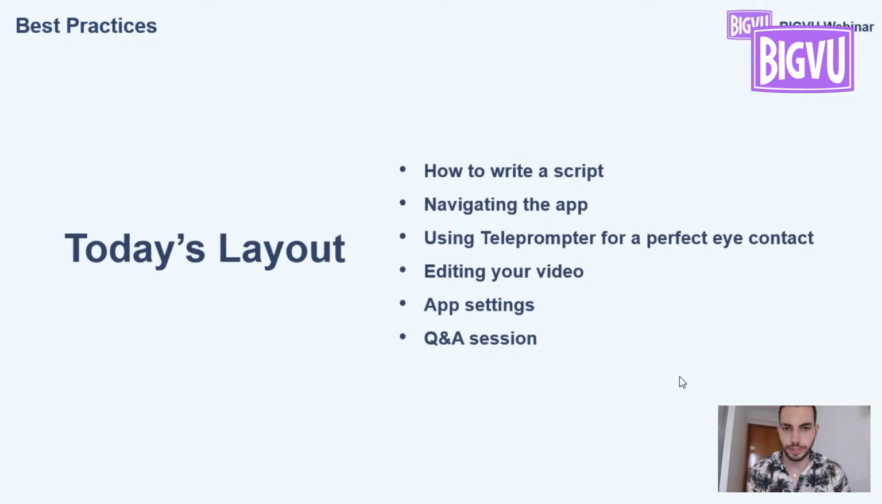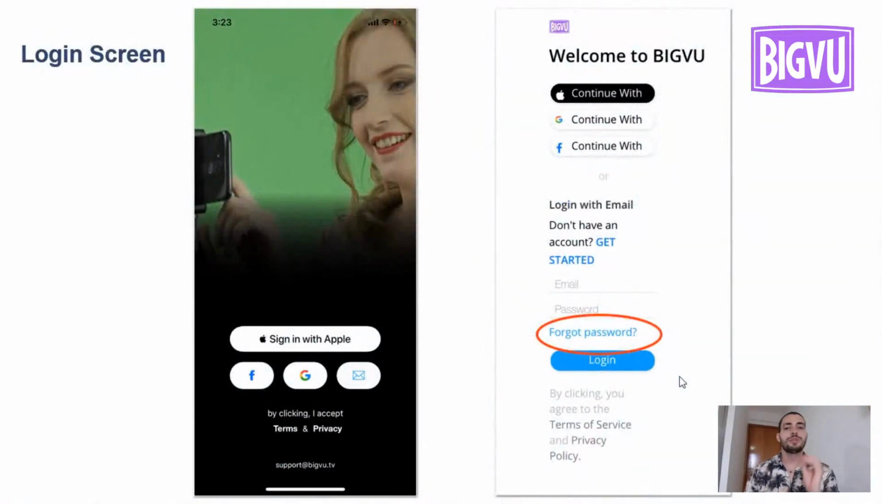So let's start. The first screen that you're going to see when you open BIGVU is the login screen. Basically, you can log in with Facebook, Google, or email. Also, if you forget your password, you just have to click right here, forgot password, and then you'll be able to set a new one. So far, so good?